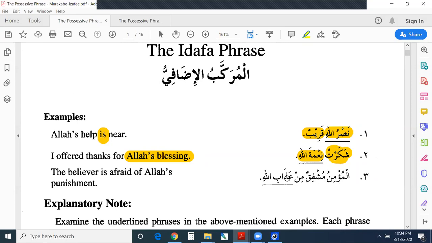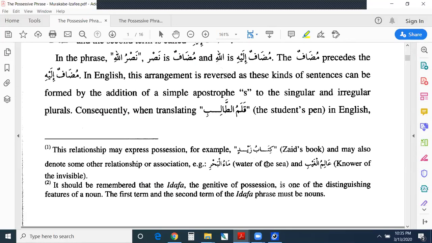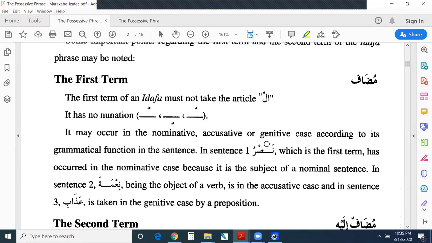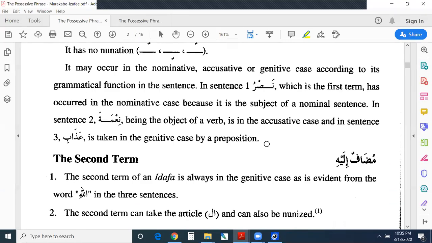Al-mu'minu mushfiqun min adhabillah. Adhabillah is what? Murakkab-e-Izafi. So the believer is afraid of Allah's punishment. From the English you can see that Allah's punishment, this phrase, is Murakkab-e-Izafi. Now you see examples of complete sentences. Making sense? Okay. Here again, you can read through this. There's a lot of information here. And I believe I have summarized the whole thing, the one you read here.